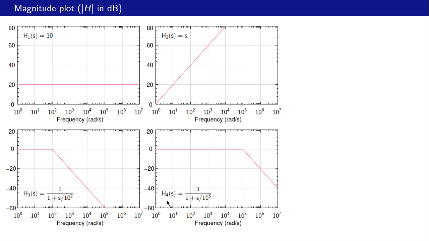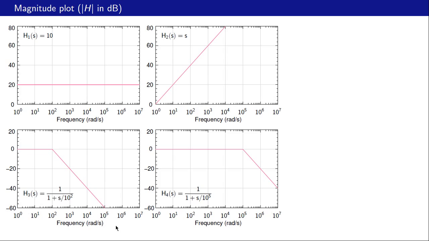The next function H4 of s is very similar to this H3 of s. The only difference is that the pole is now at minus 10 raised to 5 radians per second. So for frequencies less than 10 raised to 5 radians per second, we have this low frequency asymptote, that is H equal to 0 dB, and for higher frequencies we have the high frequency asymptote here, which has a slope of minus 20 dB per decade.